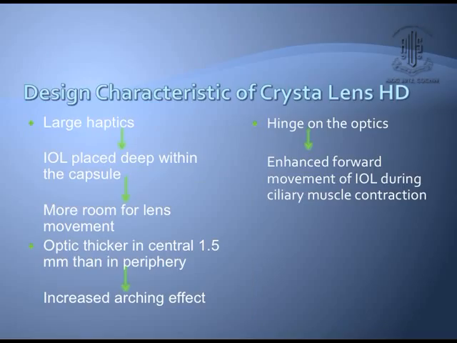The design characteristics of the high definition Crystalens: there is a hinge on the optics, as I mentioned, that enhances the forward movement of the intraocular lens during ciliary muscle contraction. They have large haptics. You have seen that they are large haptics, so their attachment with the sulcus and capsular bag is much more. The IOL is placed deep within the capsule, giving more room for lens movement. The optic is thicker in the central 1.5 millimeter than in the periphery, and that increases the arching effect.